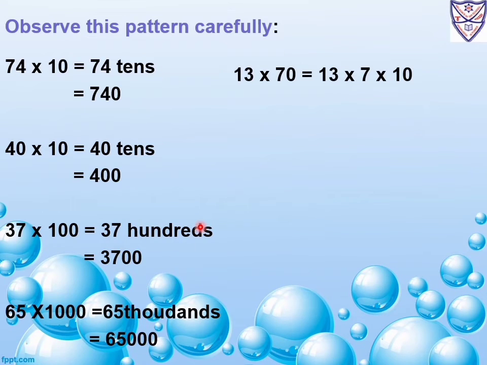Now see, 13 multiplied by 70. First we will split 70. How do we split it? 7 multiplied by 10 is 70. So first we write 13 multiplied by 7 multiplied by 10. First we multiply 13 sevens. How much do we get? 91. Then we multiply by 10. In 10, how many zeros are there? 1. So 91 tens means 910.